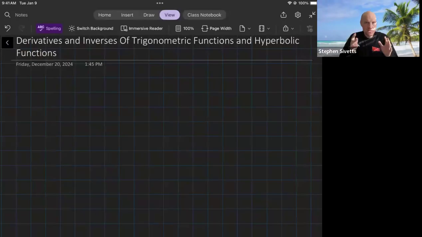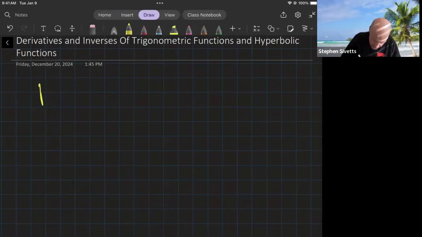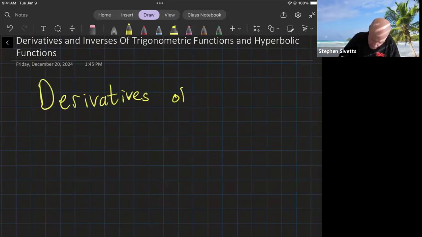In this video, let's look at the inverse trig functions and hyperbolic trig functions, and we're going to look at the derivatives of those functions closely. So let's go over first the derivatives of the complex trig functions.